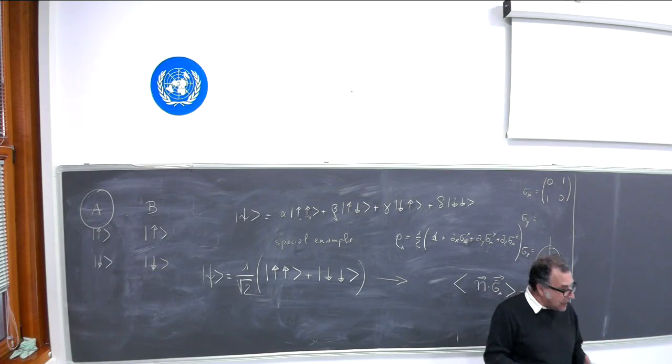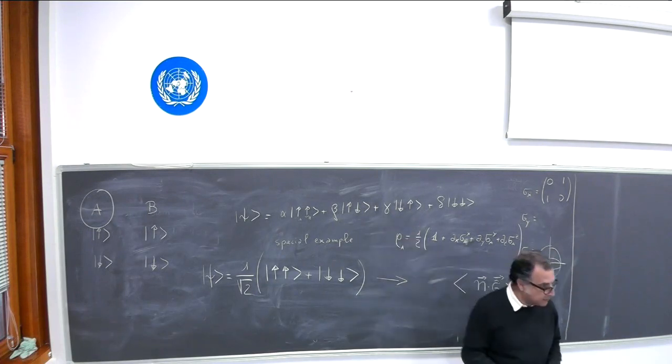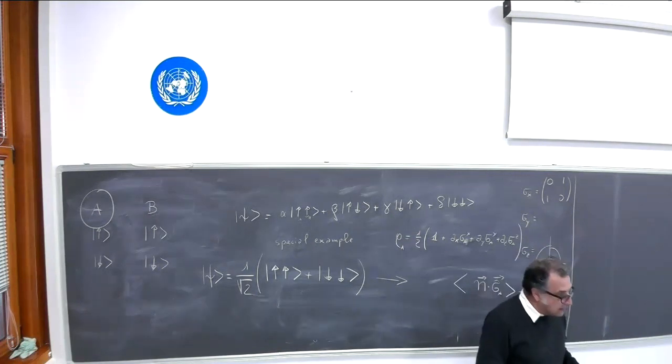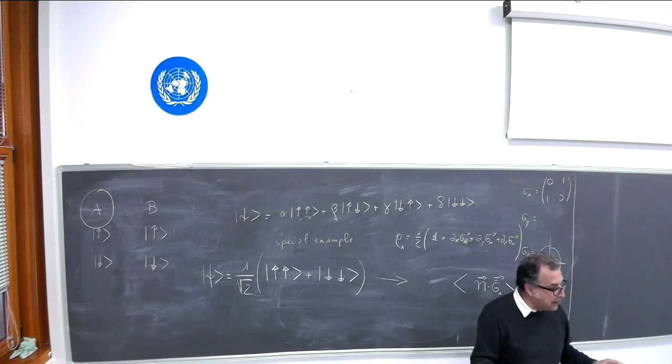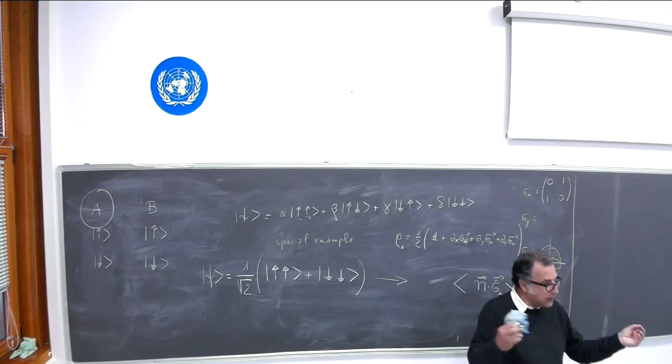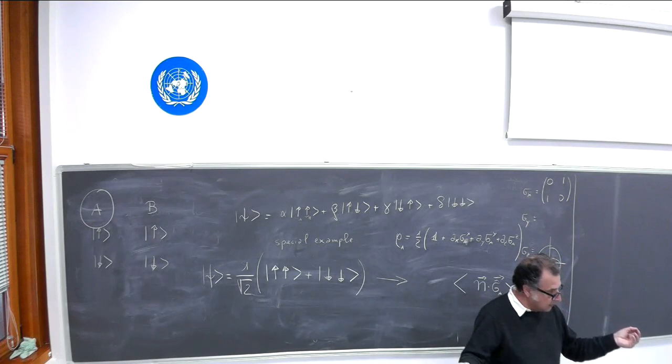Somebody who is in the lab, so the total state of the system is a pure state, the state psi. But if there is a physicist in the lab in the States or a physicist in the lab in China, they both can do experiments either on spin A or on spin B.